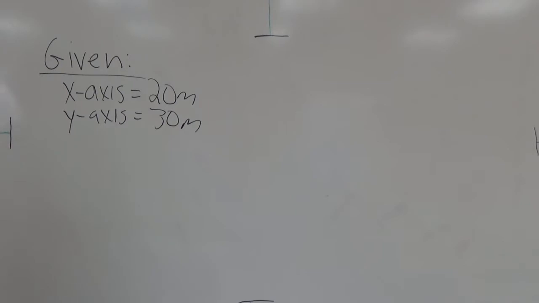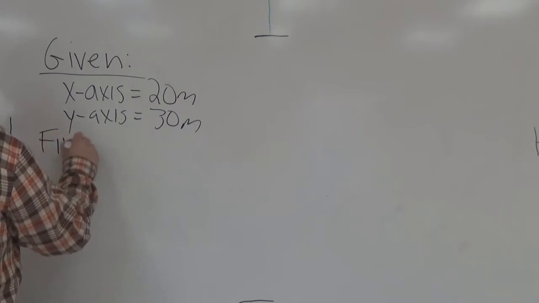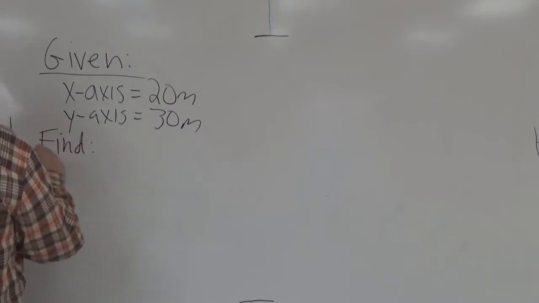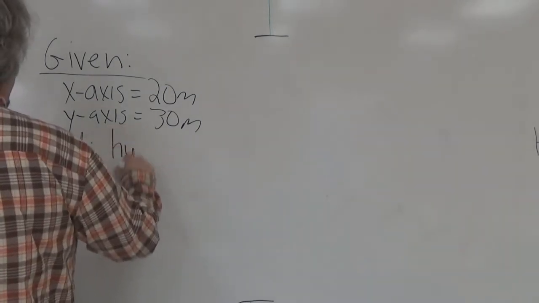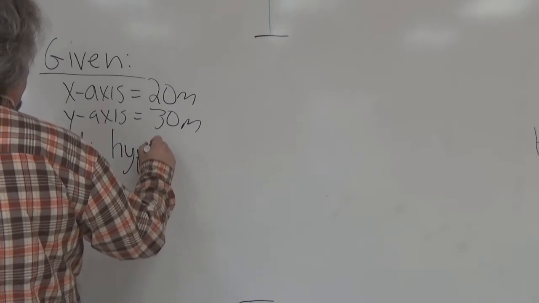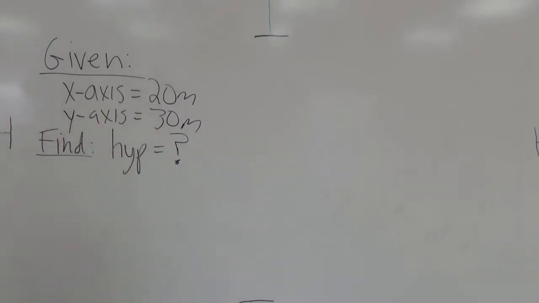Now, we want to find out what we're looking for, so we need to find section next. So what do we need to find? It says the magnitude and direction of the hypotenuse. So we want the hypotenuse. So we're going to just write HYP for the bad spellers watching this, including myself.